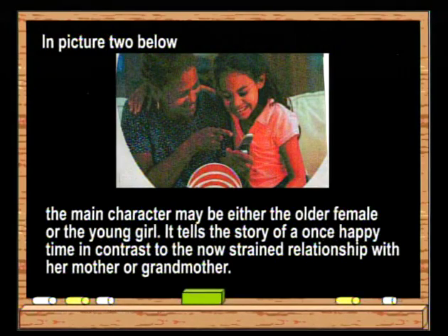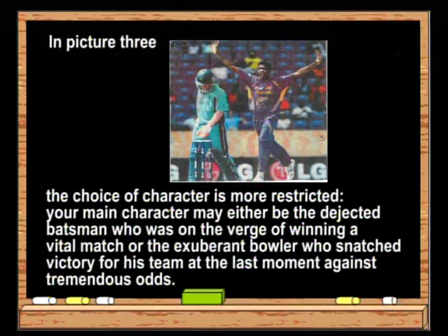In picture 2 below, the main character may be either the old female or the young girl. It tells the story of a once happy time in contrast to the now strained relationship with her mother or grandmother. In picture 3, the choice of character is more restricted.